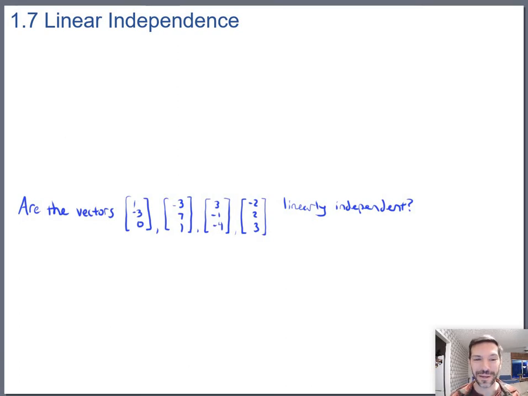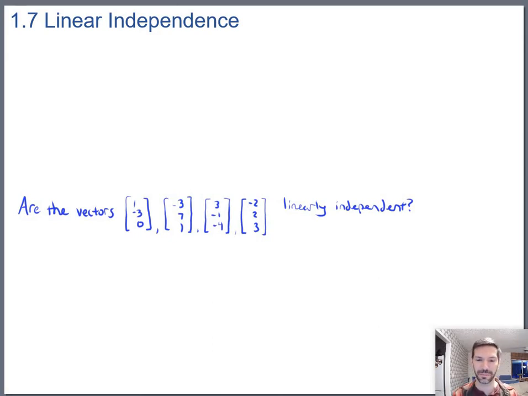Let's look at another example. So we've got these four vectors here, and the question is, are the vectors linearly independent? Is there redundancy here that we could remove? And because I have linear algebra superpowers, I can look at these four and already tell that they're dependent. You can't do that yet, but before the end of this video, you too will have this linear algebra superpower.